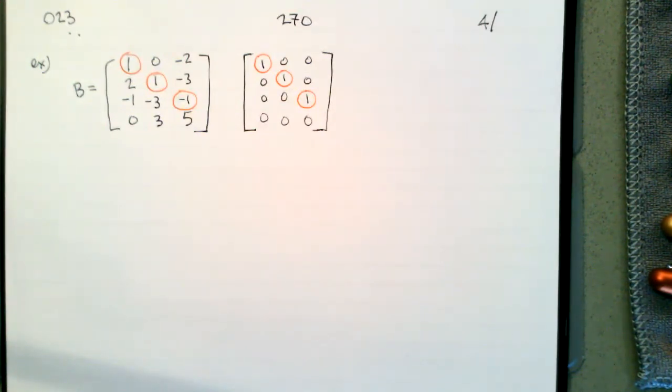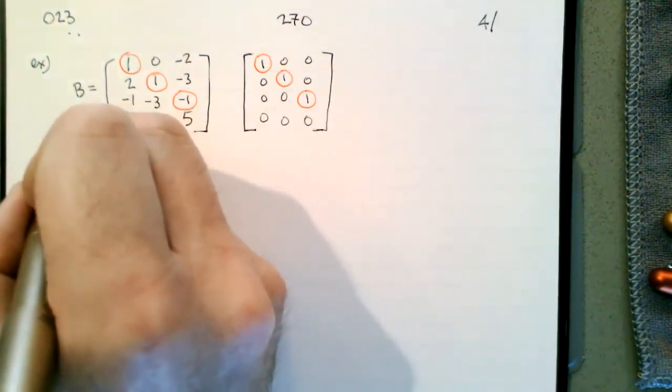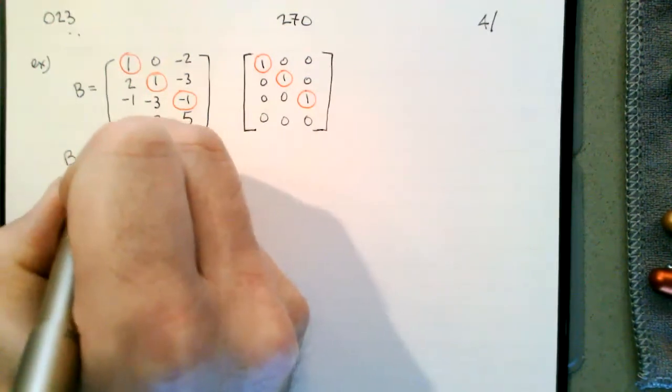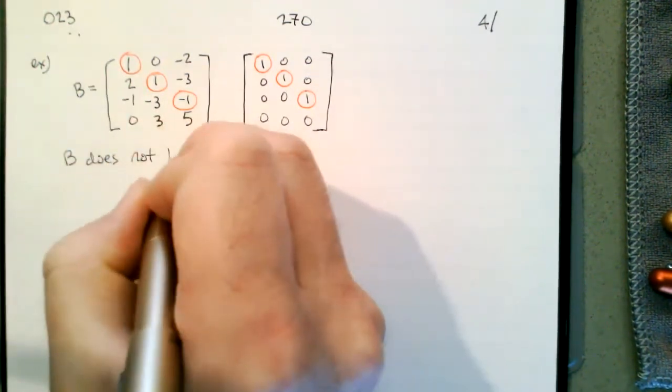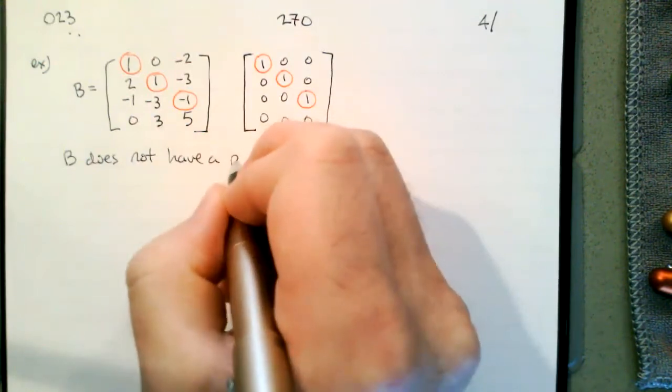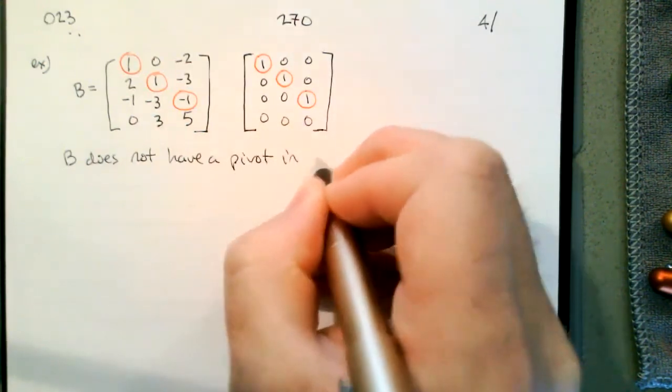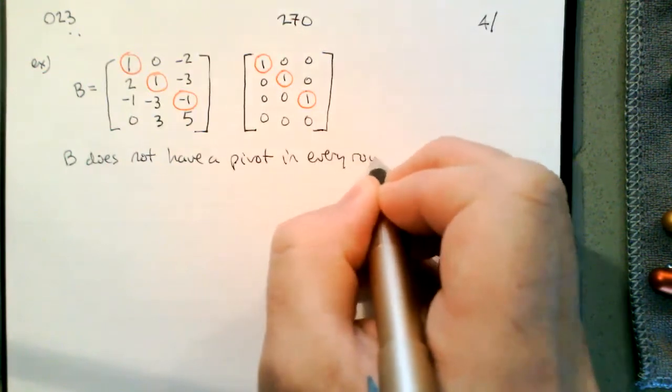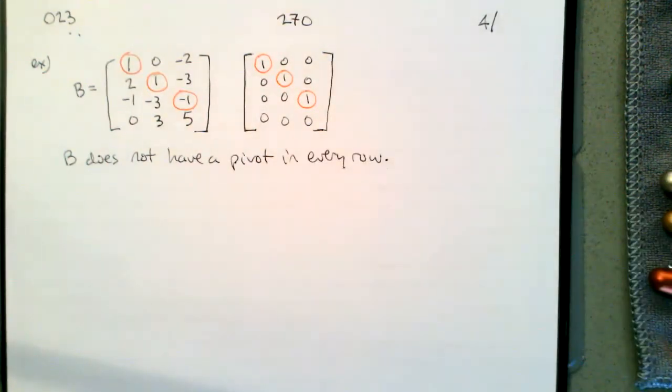So here are some observations that we can make. B does not have a pivot in every row. That's what we can observe. We knew that this was going to happen. We knew that it could not have a pivot in every row. Here's what that tells us. The columns of B do not span R4.